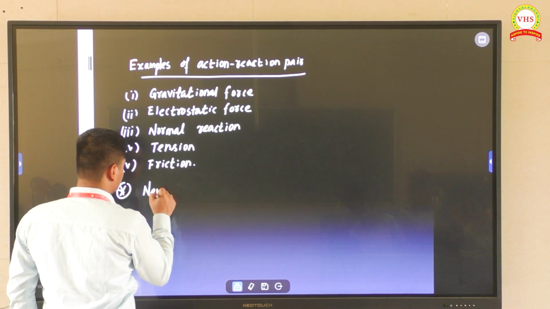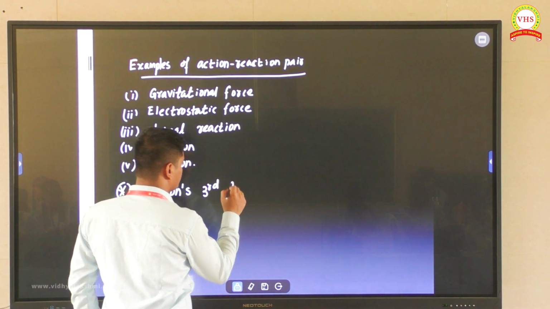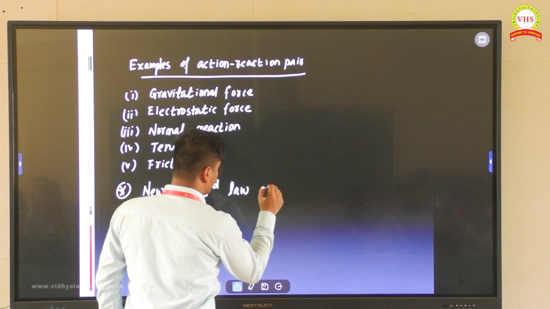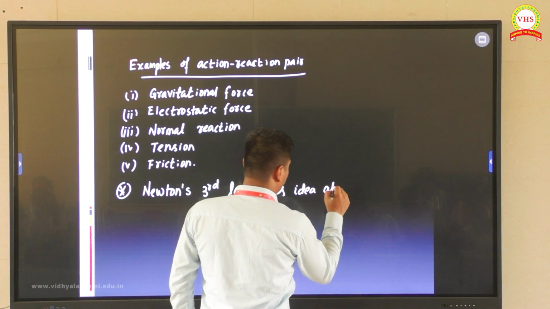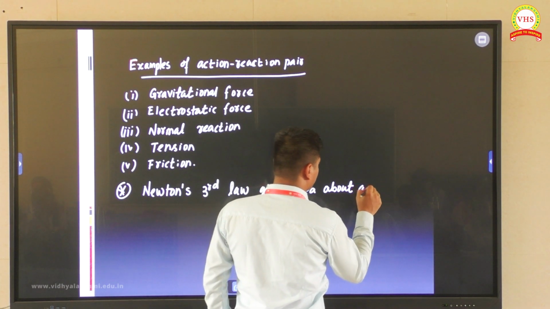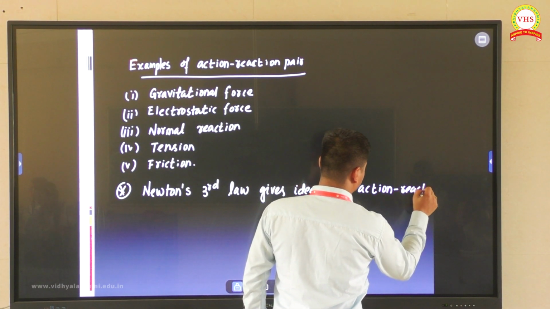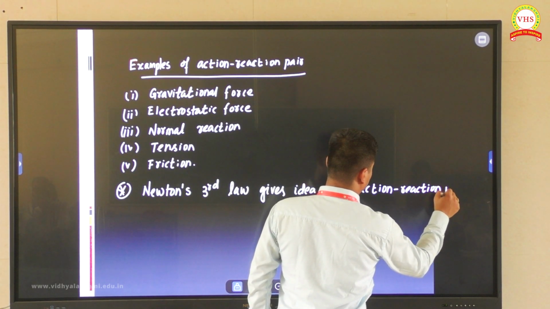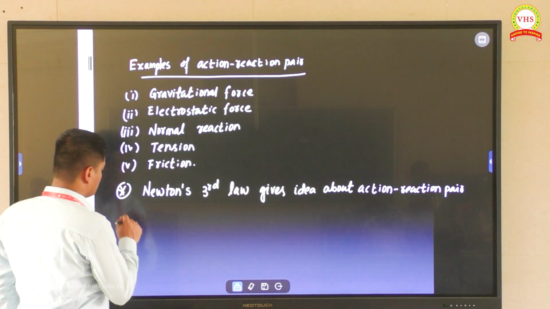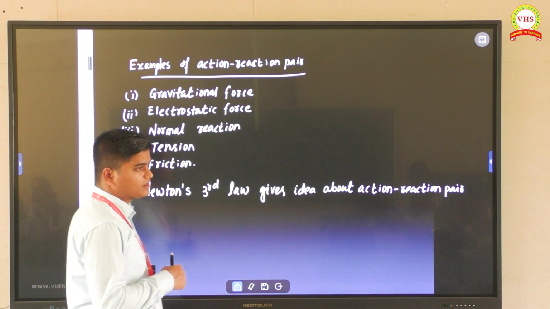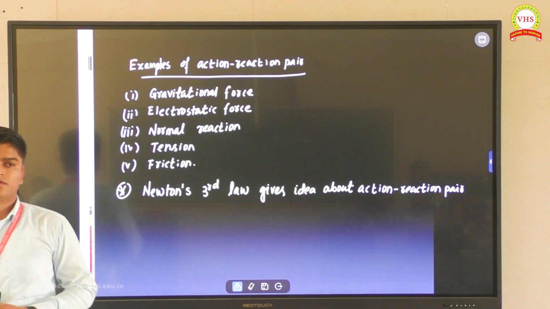Now one star mark point right here: Newton's third law gives an idea about the action reaction pair. Now, can you tell any examples of the third law? What are the examples in everyday life?